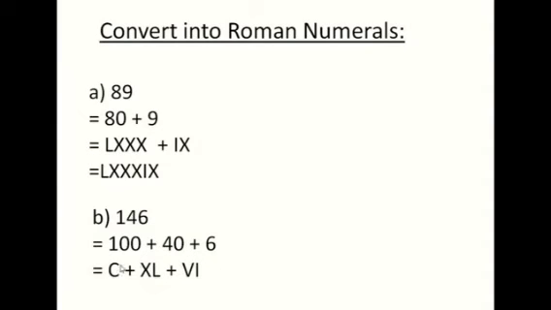I hope you can understand how this XL has come, how this VI has come. XL means L minus X, means 50 minus 10 gives you 40. V means 5, 5 plus 1 gives you 6. You can use the rule, or if you know, you can directly insert the Roman symbol also. Now you will remove this plus and write all together. So CXLVI is the Roman symbol of 146. I hope you are clear.